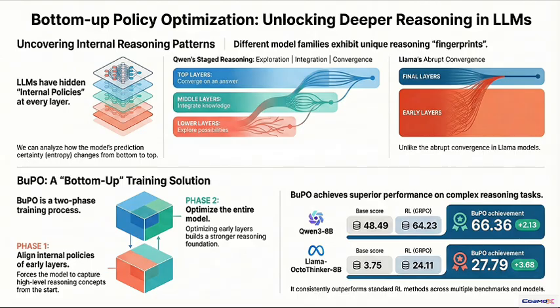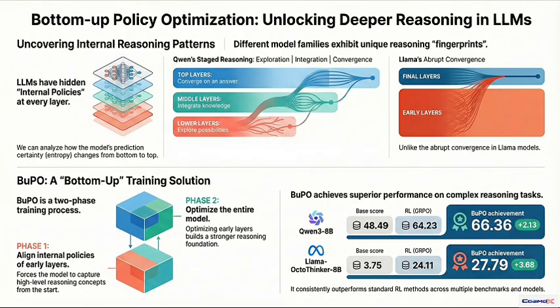So if architecture dictates behavior, if Llama is a last-minute crammer and Qwen is a structured planner, that raises a huge question for training, doesn't it? It does. Because traditional reinforcement learning, like PPO, only grades the final answer. It misses all that development happening underneath. Absolutely. And that's the motivation for this new paradigm, bottom-up policy optimization, BPO. So if reasoning emerges from the bottom up, then your reinforcement learning should align with that structure.